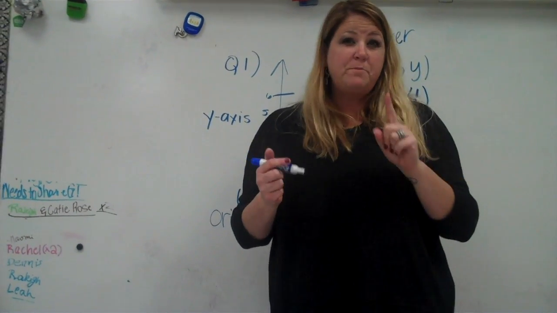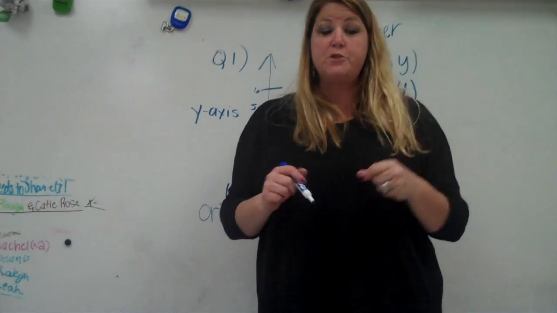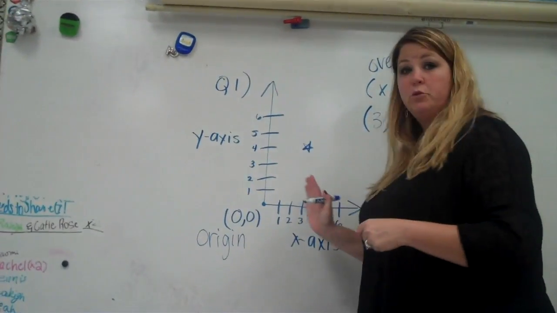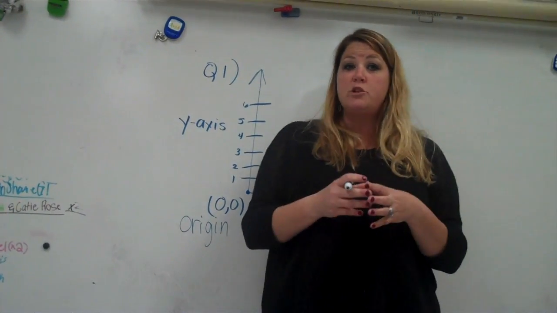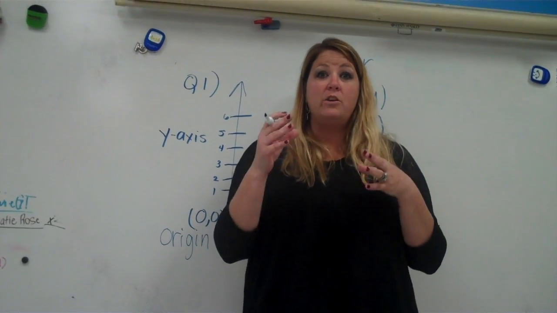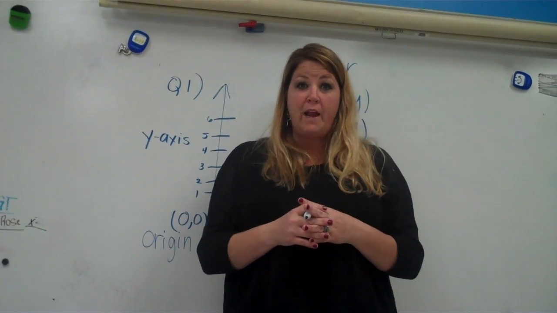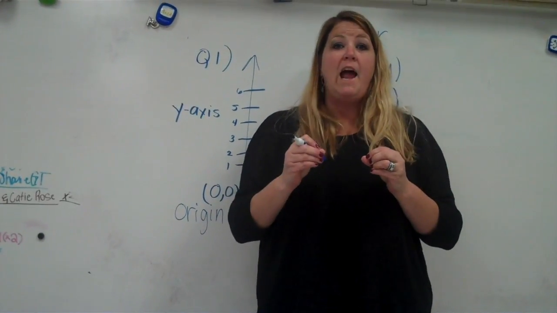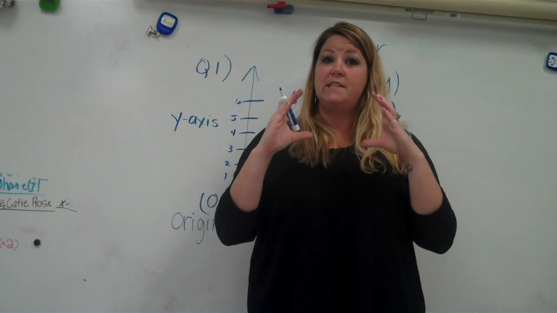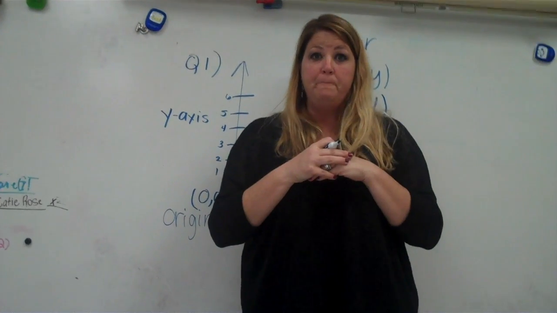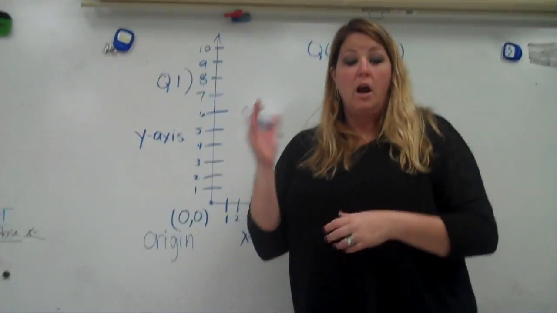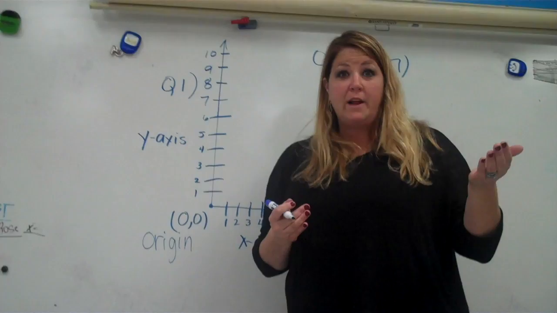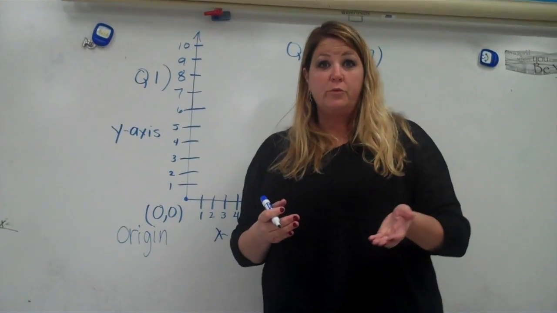Alright, so on that first page of the packet, you've got numbers 2 through 5. They're very similar to this. Go ahead and work in your small group together and figure out where those points are located. Don't forget that X comes first and then Y, and you have to have them in the parentheses in order to create that ordered pair.